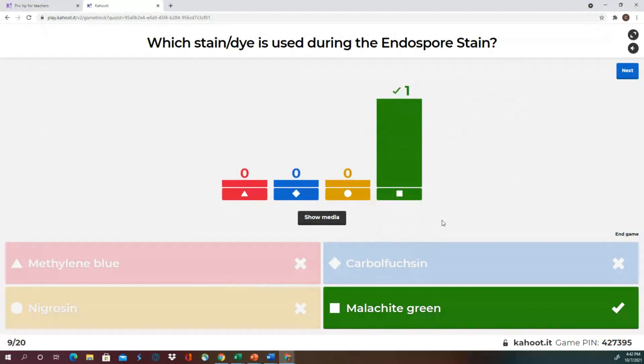The Ziel-Nielsen method, which is the hot method, is where you essentially create really hot steam and you set your slide over that steam, and then you add the malachite green and you wait about 5-ish minutes. And the steam is going to help, you know what? That is not the Ziel-Nielsen method. Sorry, the Ziel-Nielsen method has to do with the acid-fast stain. I apologize for that. But with endospore stain, you can still use steam, and then you just add the malachite green and you let it sit for a while.